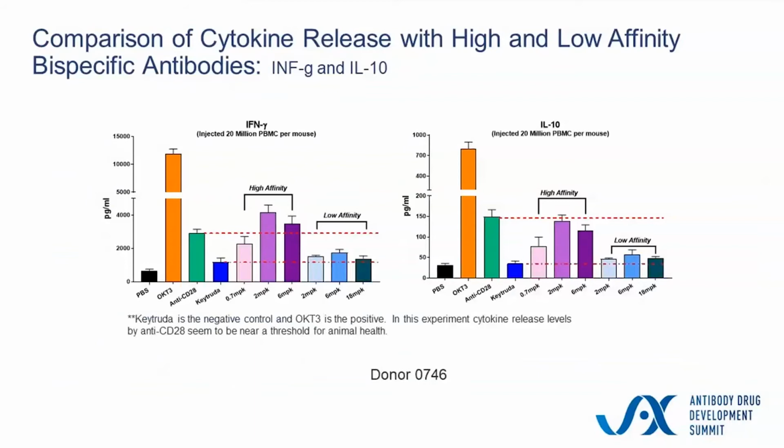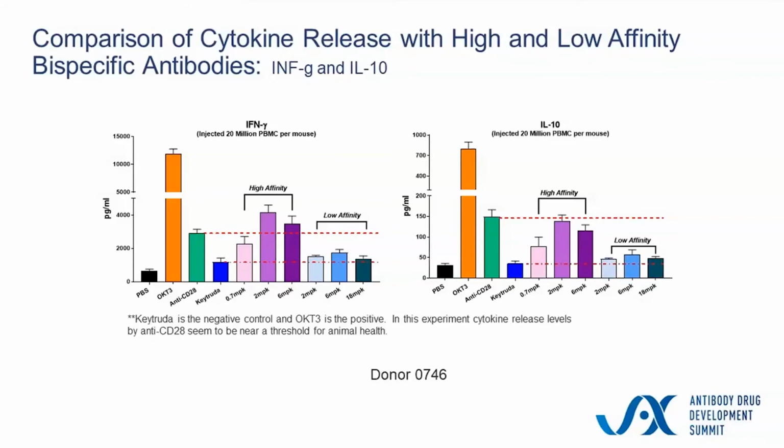So this is showing 2 different cytokines being released, interferon gamma on the left and IL-10 on the right, picograms per mil on the y-axis, and the different therapeutics on the x-axis. From left to right: PBS, OKT3, anti-CD28, Keytruda. Then you have your 3 doses of your high affinity BCMA CD3 bispecific. And then in the blue, you have your low affinity.